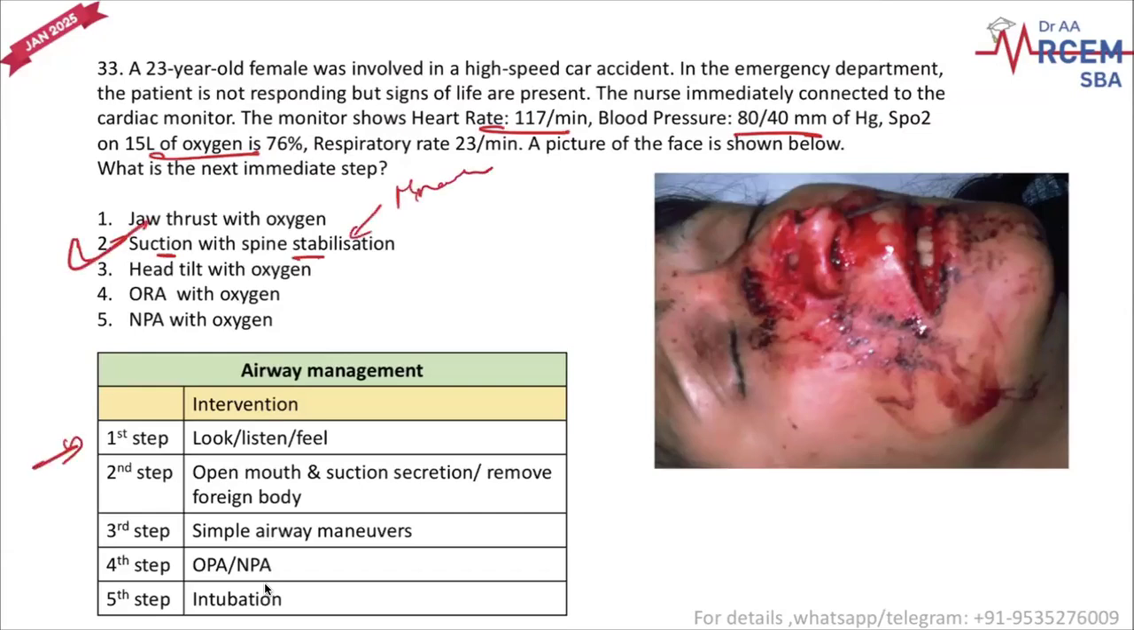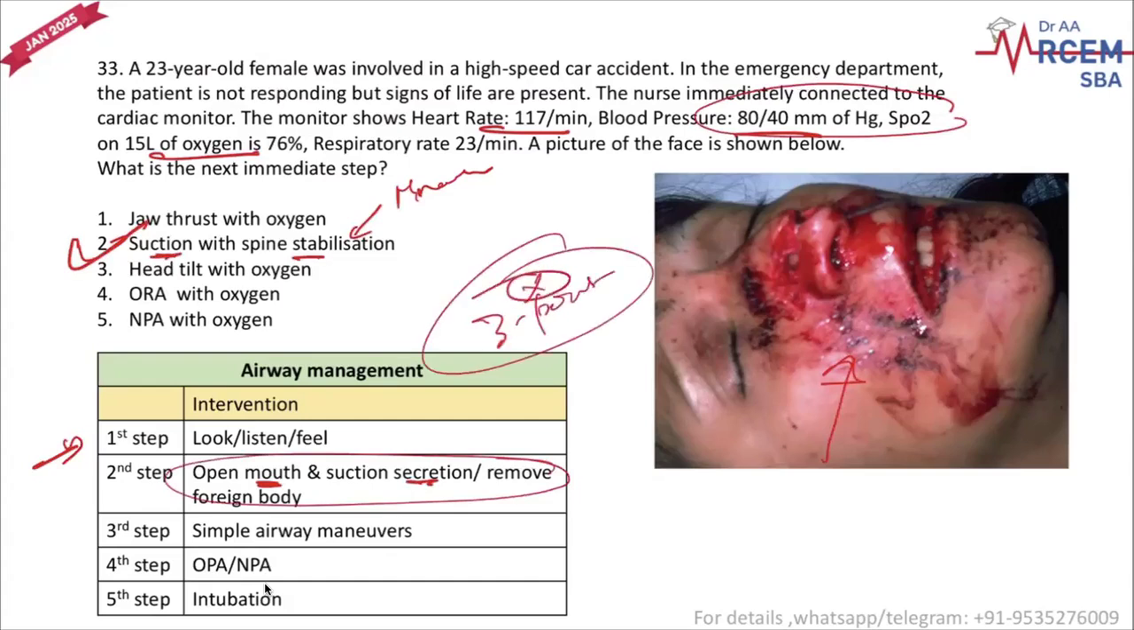Look, listen, feel. That is not given. But saturations are on the lower side, so something is wrong. You are suspecting the airway because of the external injuries that are present. That's why you'll open the mouth and do suctioning. Then you will maintain the spine stabilization using manual inline stabilization, not 3-point immobilization. This is wrong. You'll do manual inline stabilization. So the right answer here is the second one.